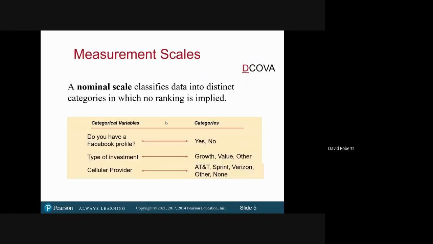So you can see here's some of the providers for the cell phones, the type of investment, growth, value, or other. So that would be categorical, and as you can see, there's no numbers, there's words. And the nominal scale simply has to do with there's no ranking as far as, like, for type of investment. Growth isn't twice as large as value. There's no sort of ratio. It's just growth, value, and other, or red, white, and blue.